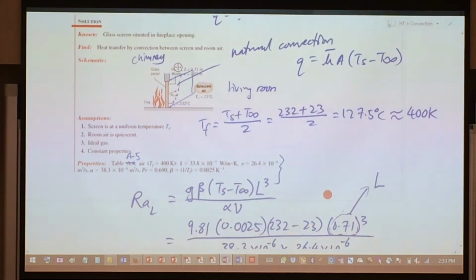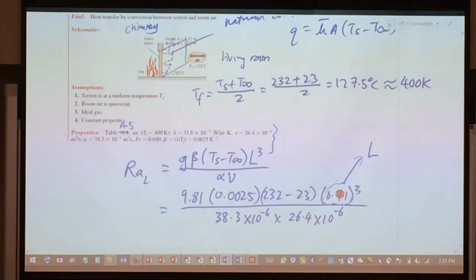So the thing is that some students are wondering, why is it that I take 0.71 instead of this width that's 1.02 over here? Now, if you look at how natural convection works, that natural convection is going to be buoyant, it's going to move upward. So that place where it's moving upward along that dimension, that is your dimension to use for this x cubed over here.